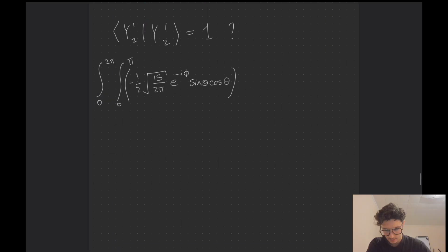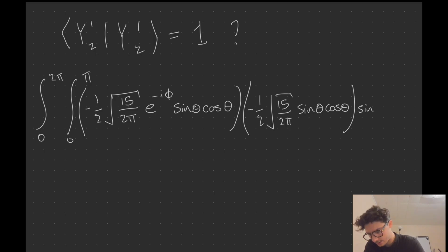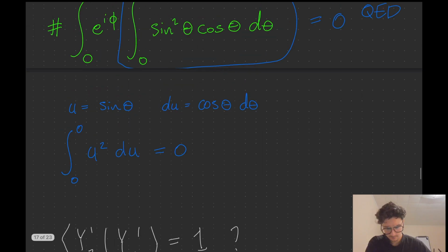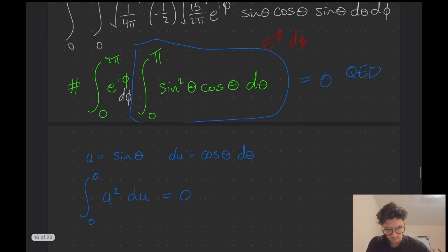Minus 1/2, 15 over 2 pi, e to the i phi, sine theta, cosine theta. Okay. And the next one is minus 1 over 2 square root 15 over 2 pi, sine theta, cosine theta, close bracket, sine theta, this is the Jacobian thing. And then here we have a d phi first. No, sorry. Wait, I'm forgetting now. I think it is a d phi. Did I read it wrong here? Here I was supposed to have a d phi. My bad. d phi goes with the 2 pi, doesn't it?